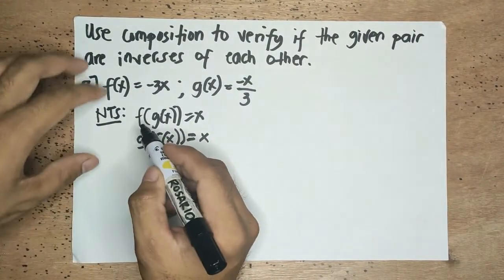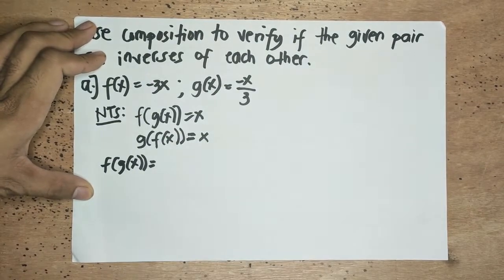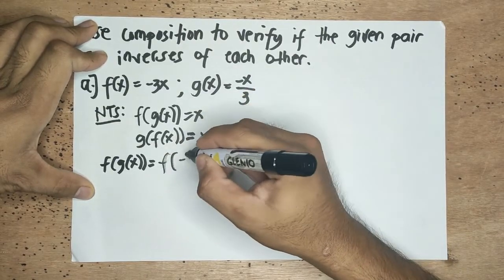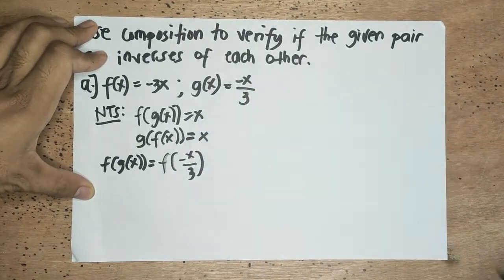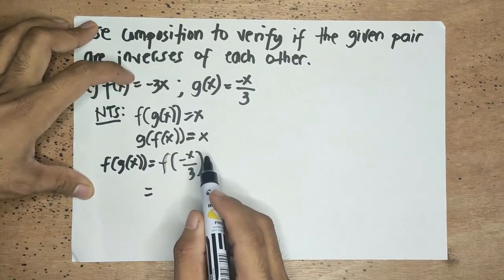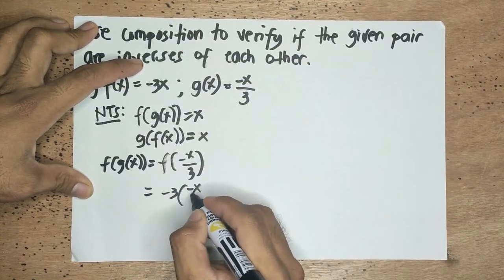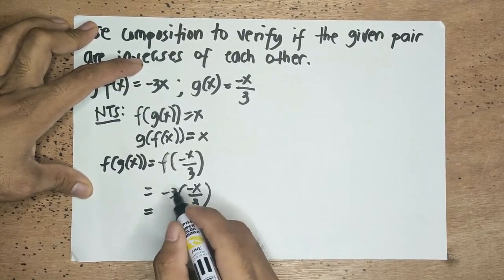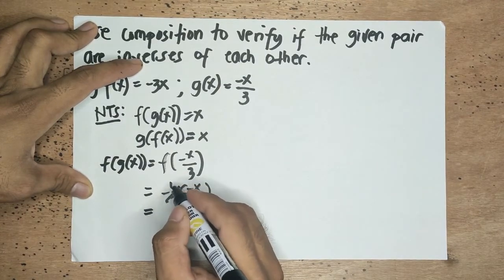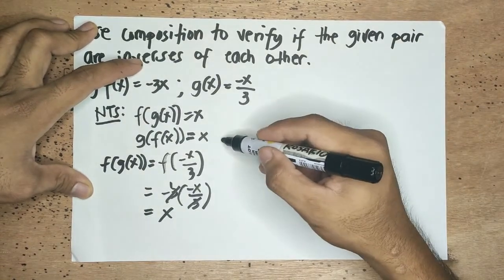Okay, so let's start doon sa una. We have f of g of x is the same as f of negative x all over 3. So substituting negative x all over 3 sa x ni f will give us negative 3 times negative x all over 3. So makakancel niya yan, may iwan ay negative 1 sa taas. Isa dito, negative 1 times negative x is positive x.